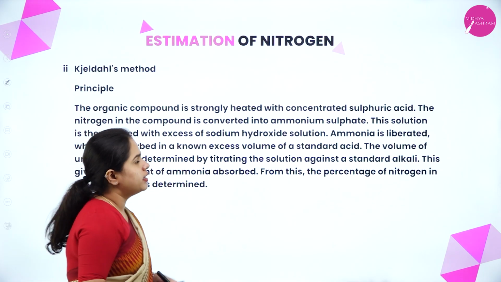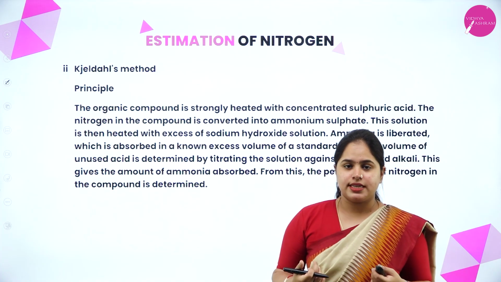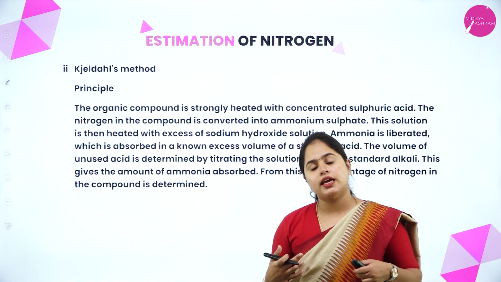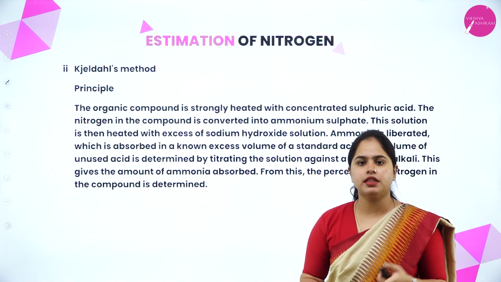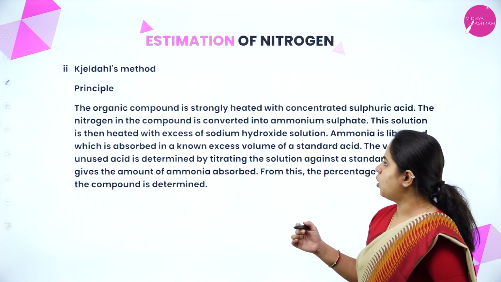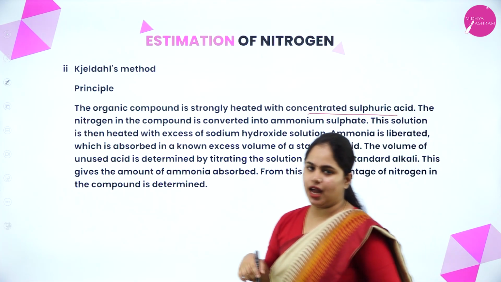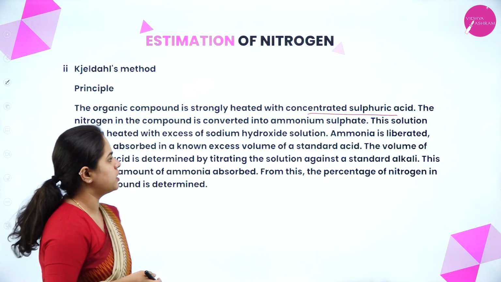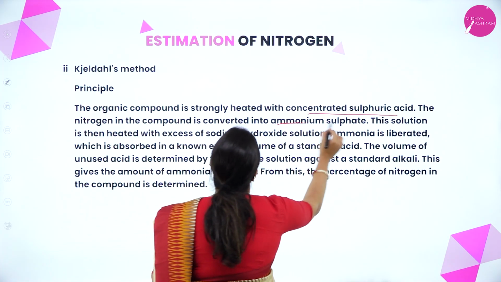Now, moving on to the next method, that is called the Kjeldahl method. So, as I said, there are two methods by which we can calculate the percentage of nitrogen. The first one is discussed already, that is Dumas method. The next one is Kjeldahl method. So, the organic compound is strongly heated with concentrated sulfuric acid, and the nitrogen is then converted into ammonium sulfate.